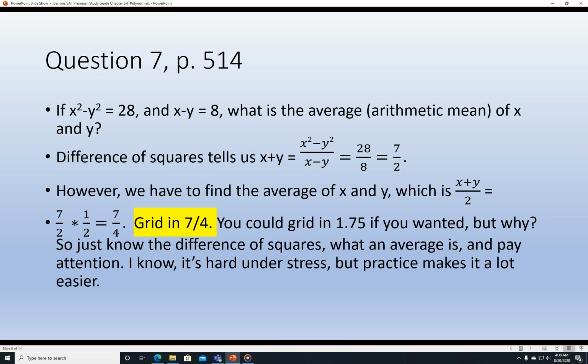If they gave it to you as a multiple choice question, there's a really good chance the answer choice would be 1.75, because then they're forcing you to take an extra step because they're mean and they want you to get it wrong. So just know the difference of squares, what an average is, and just pay attention. I know it's hard under stress, but practice makes it a lot easier.